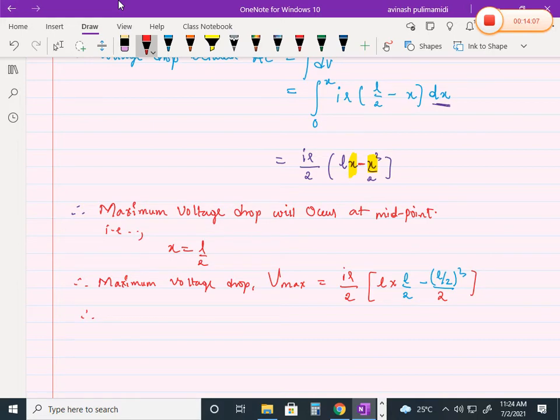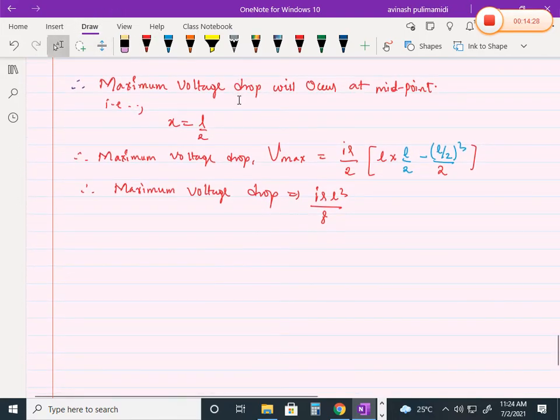Therefore the maximum voltage drop is equal to I into r into l square divided by 8. So this is the final value.